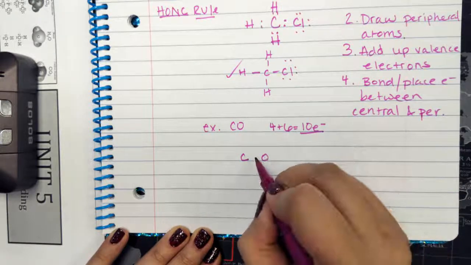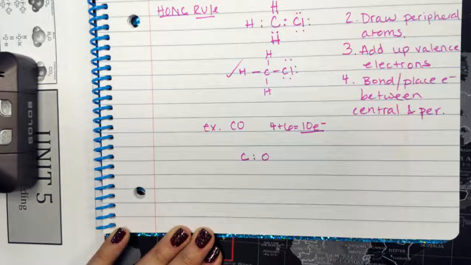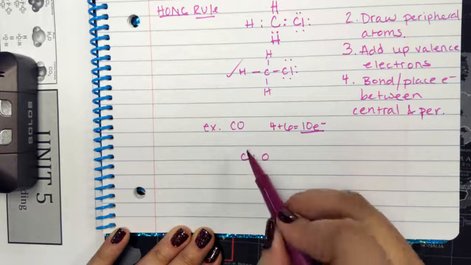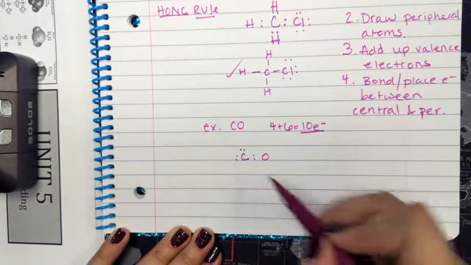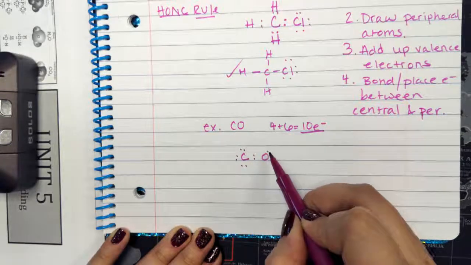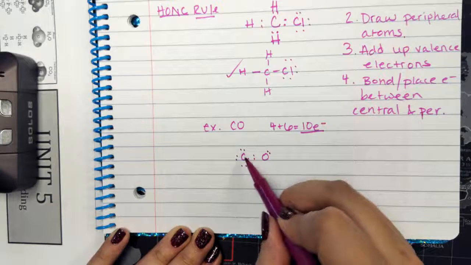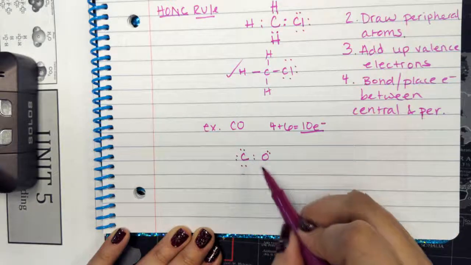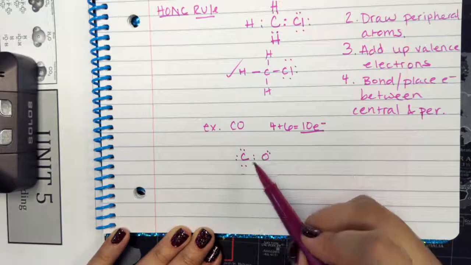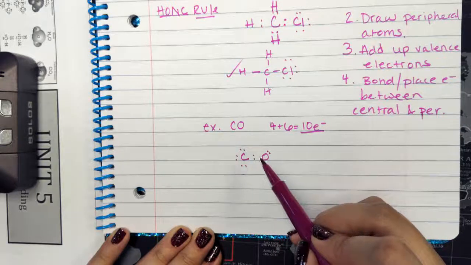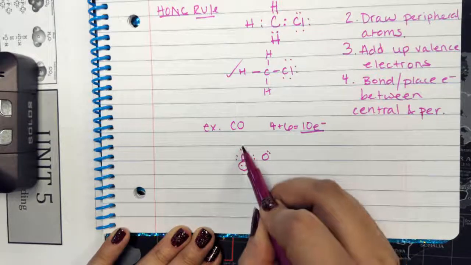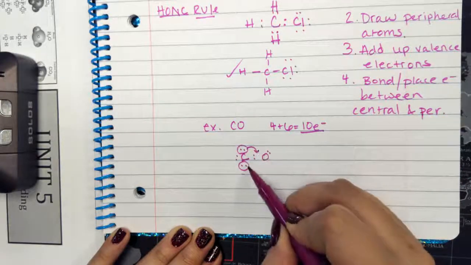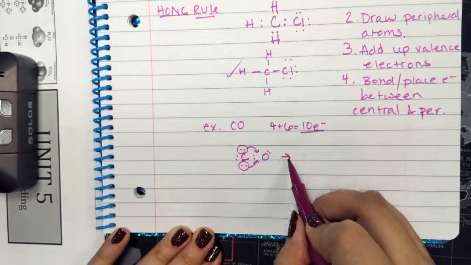Right? So what I do is first I bond, or I put my electrons between my central and peripheral atoms. And then I go ahead and place my other 8 electrons. So 1, 2, 3, 4, 5, 6, 7, 8. So what I notice is that carbon has a total of 8 valence electrons, but oxygen only has 4. So that means I need 4 more electrons to pair with my oxygen. So what I do is I take these lone pairs of electrons on my carbon, and I move them to the center between carbon and oxygen to create more bonds.